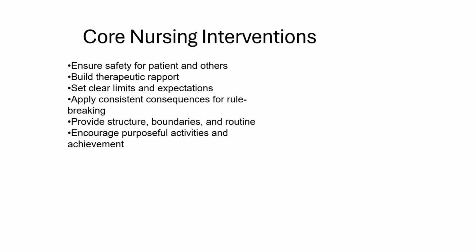The core nursing interventions for all these three disorders are: ensure safety for the patient and others, build a therapeutic record, set clear limits and expectations, apply consistent consequences for rule breaking, provide structured boundaries and routine, encourage purposeful activities and achievements.